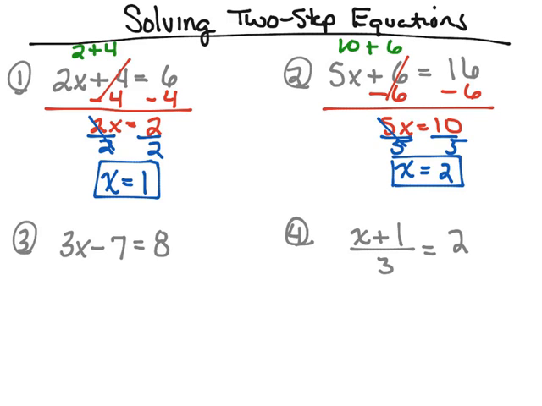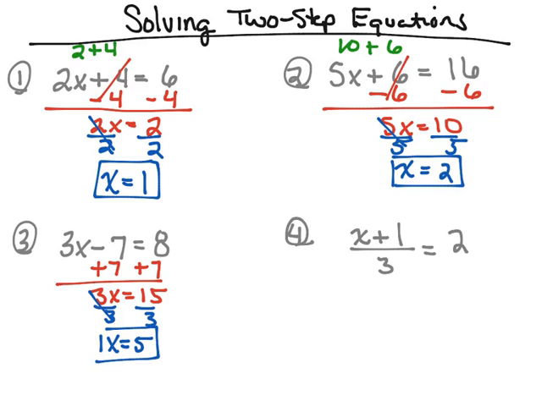I need to solve this equation, and the first thing I'm going to do is the opposite of subtracting 7, which is to add 7. So 8 plus 7 is going to be a 15. Now what I'm going to do is the opposite of multiplying by 3, which is dividing by 3. And if I divide by 3, 15 divided by 3 is 5. Therefore, my solution to this equation is 5.